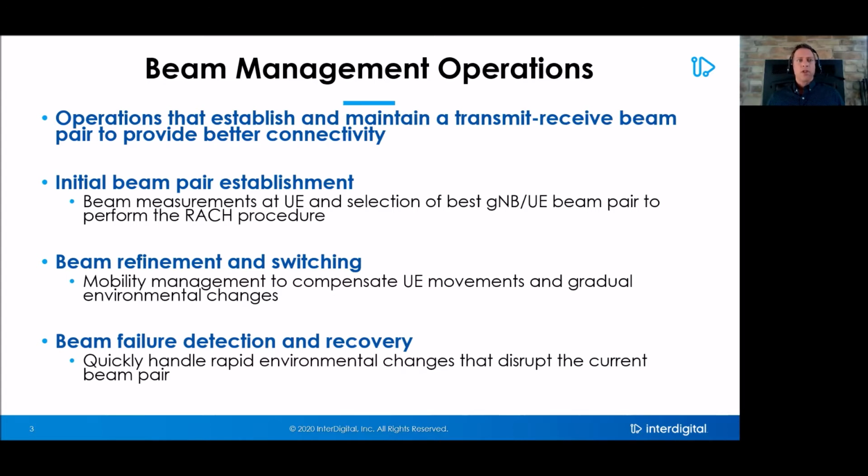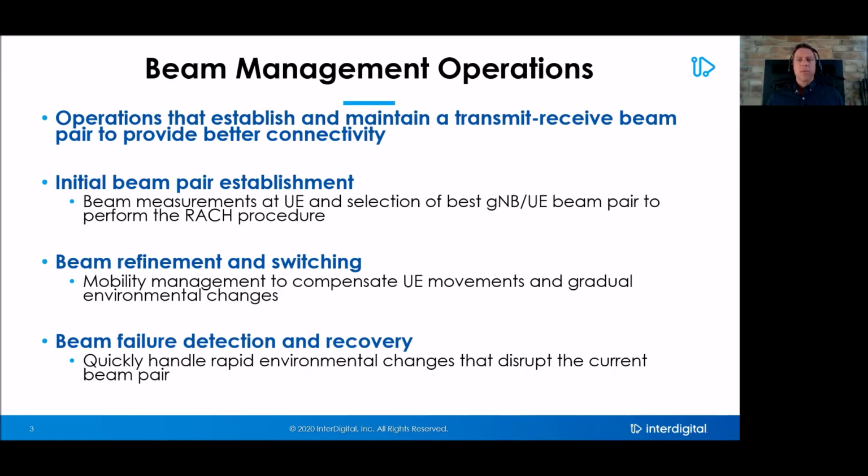The first operation is the initial beam pair establishment, which is performed during the RACH procedure. Then you have the beam refinement and switching to compensate for UE movements and gradual changes in the environment. Also, there is the beam failure detection and recovery to handle a disruption of the current UE-gNB beam pair.